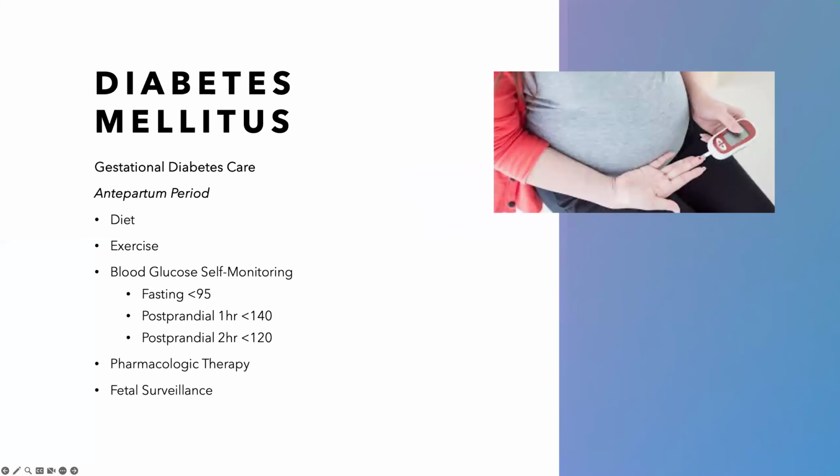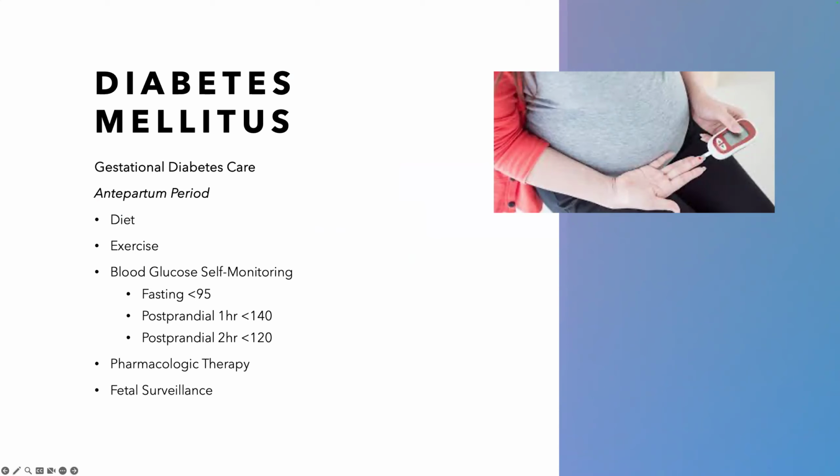Okay, so what do we do if somebody's diagnosed with gestational diabetes? So these people are going to go to counseling with, typically there's like a diabetes nurse and often a nutritionist. They're going to talk to them about their diet. Typically, they want their calories to be, depending on their BMI, between 15 to 35 calories per kilogram per day.